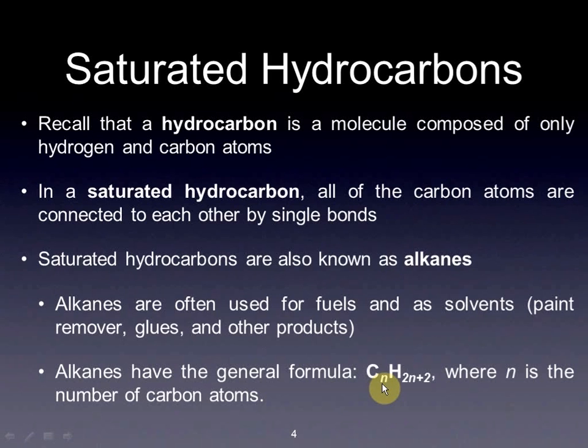For instance, an alkane with 1 carbon atom will have 2 times 1 plus 2 hydrogens. In other words, 4 hydrogen atoms, CH4. An alkane with 2 carbon atoms has 2 times 2 plus 2 hydrogens. So its formula is C2H6.